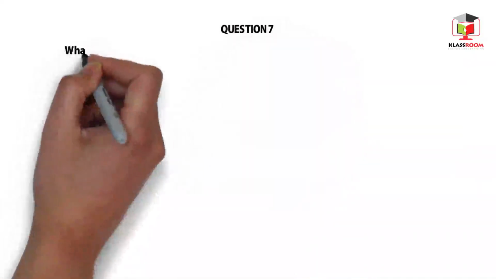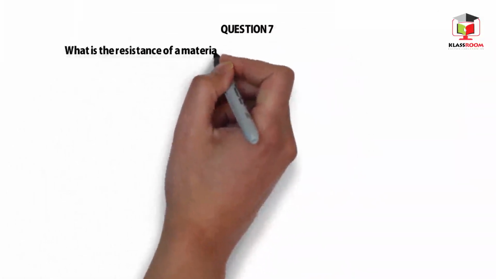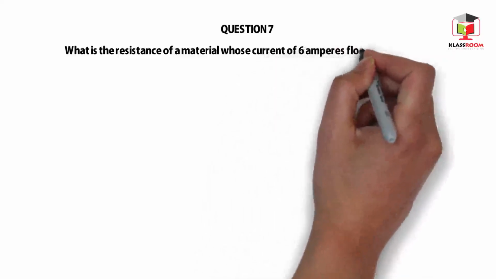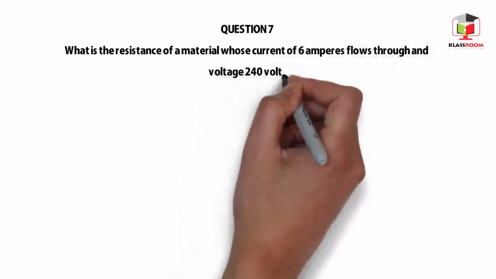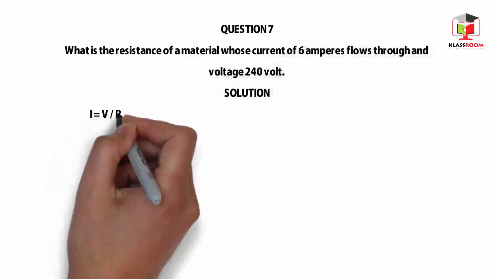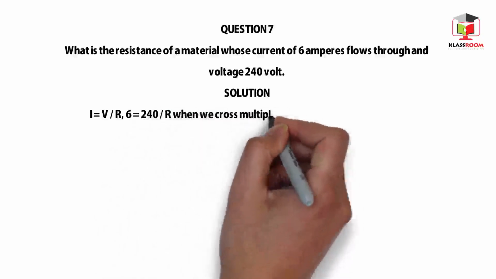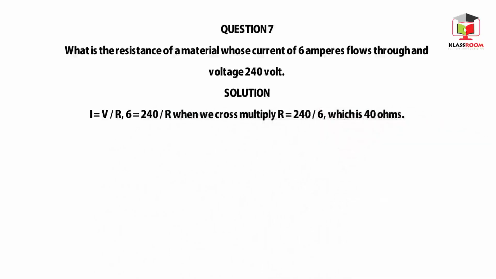Number 7. What is the resistance of a material whose current of 6 ampere flows through and voltage 240 volts? Solution. I equals V over R. 6 equals 240 over R. We will cross multiply. R equals 240 over 6, which is 40 ohms.